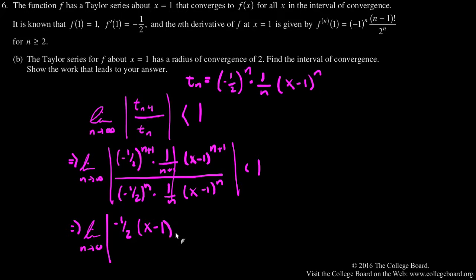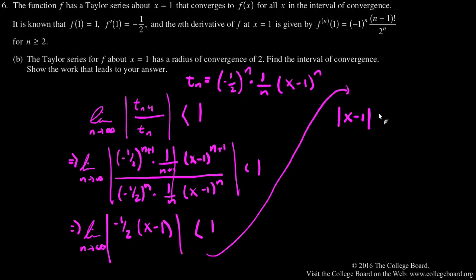And notice we have no more n's, so the limit as n approaches infinity is just this. And I can multiply through and see that, just as I was thinking, we end up with the absolute value of x minus 1 has to be less than 2. And that means that negative 2 is less than x minus 1 is less than positive 2. We add 1 to both sides. Negative 1 less than x less than 3.